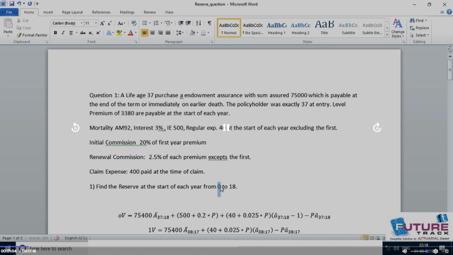We have to find the reserve at the renewal also, and we will prove that part. This is 0 or less than 0 similarly. At the end of the 1 year, that means equal to 0 only. So the age becomes 38.